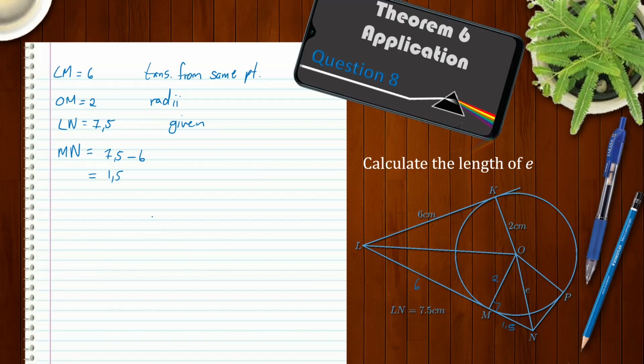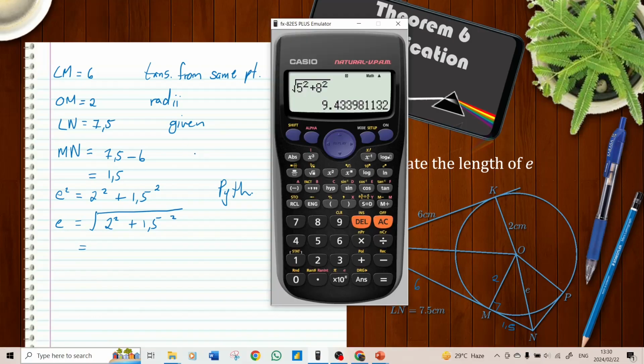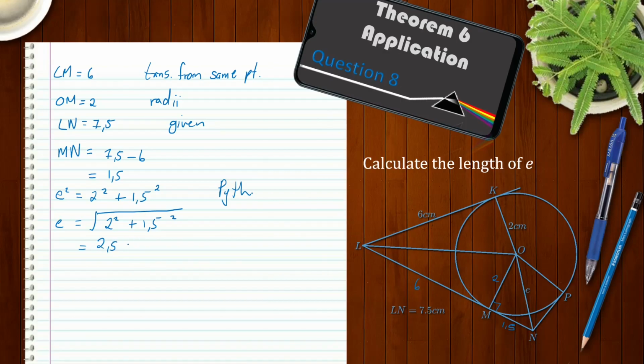Now that we have both those sides, we're just going to use Pythagoras. So we're going to say that e squared is equal to 2 squared plus 1,5 squared. And the reason is Pythagoras. And then e is the square root of 2 squared plus 1,5 squared. Let's type that on the calculator. Square root of 4 plus 1,5 squared. And that gives us 5 over 2 or 2,5. And our units is in centimeters.